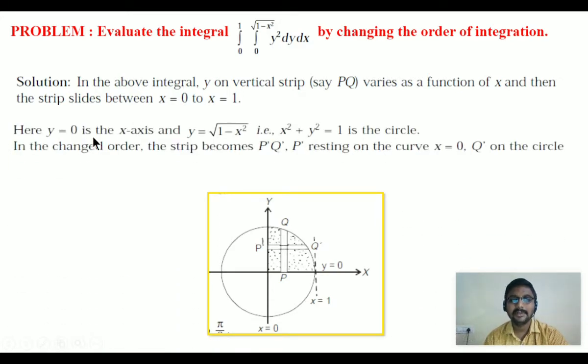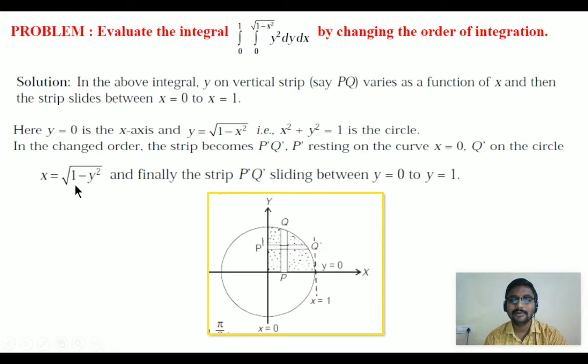Here y equal to 0 is the x-axis, y equal to root of 1 minus x square is the circle. In the changed order, the strip P dash Q dash is the new strip. P dash is resting on the curve x equal to 0. X equal to 0 means the y-axis, and Q dash is on the circle. Q dash is resting on the circle.